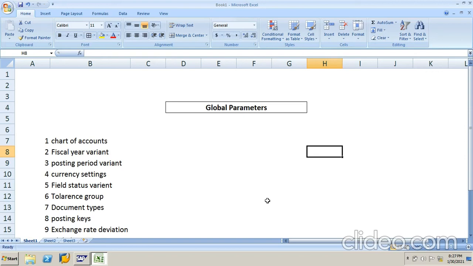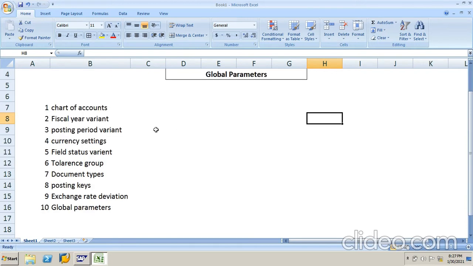In last class we discussed FI enterprise structure. So today's class we are going to discuss about the SAP global parameters. In global parameters we are going to deal with all these integrations: chart of account, fiscal year, posting period, till global parameters. Okay. So first we are going to discuss about the chart of accounts.